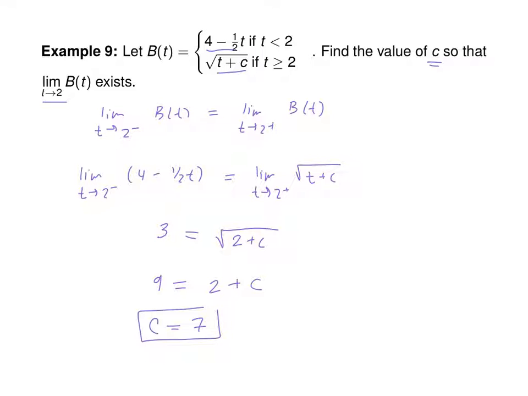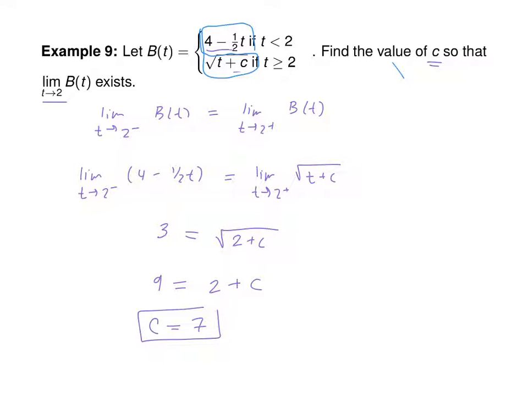And you could actually sort of check this by graphing. If you graphed the line and that root function with 7 plugged in for c, you're going to see that they actually match up at that point, at t equals, or x equals, 2. But it was the same idea as the previous question, right? For the limit to exist, the limits from the left and right had to be equal to each other.